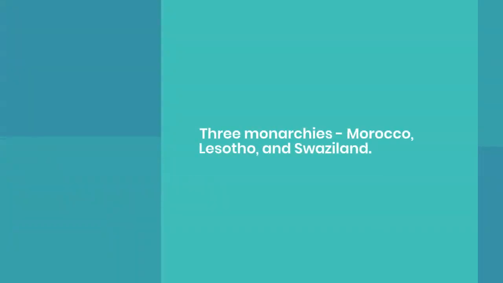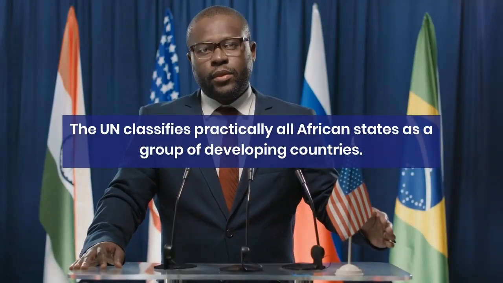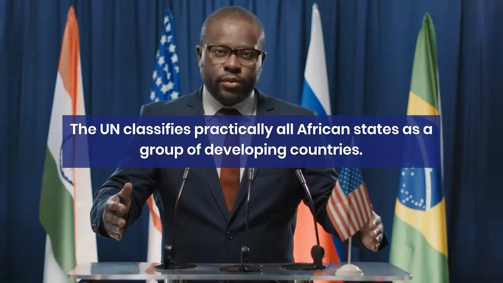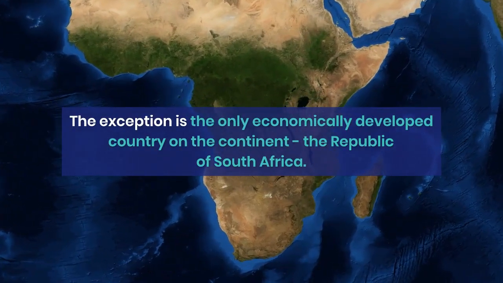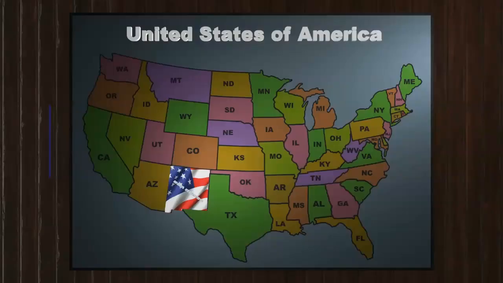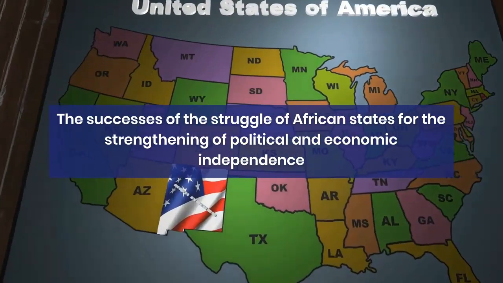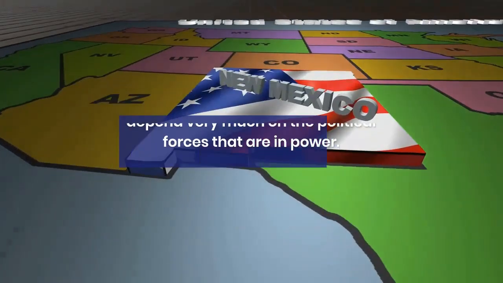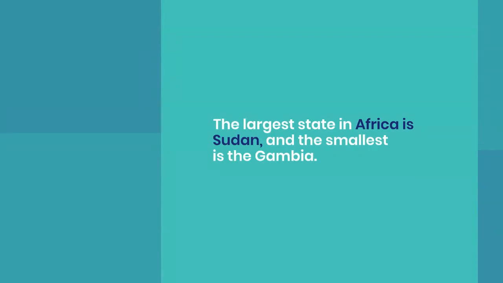Currently, most states in Africa have a republican form of government. 3 monarchies: Morocco, Lesotho, and Swaziland. The UN classifies practically all African states as a group of developing countries. The exception is the only economically developed country on the continent, the Republic of South Africa. The successes of the struggle of African states for the strengthening of political and economic independence depend very much on the political forces that are in power.